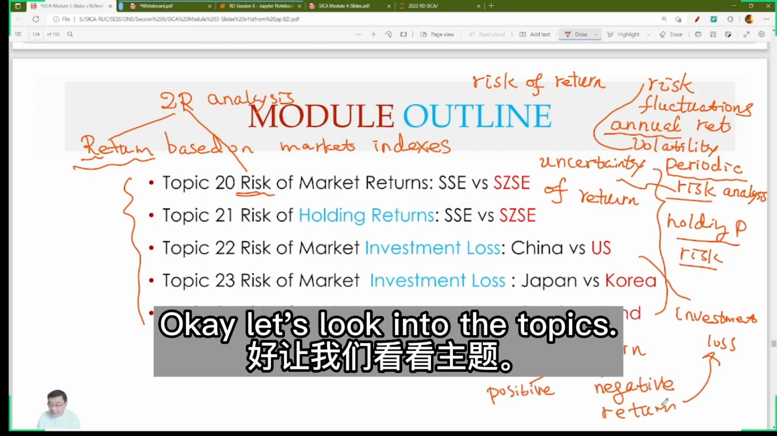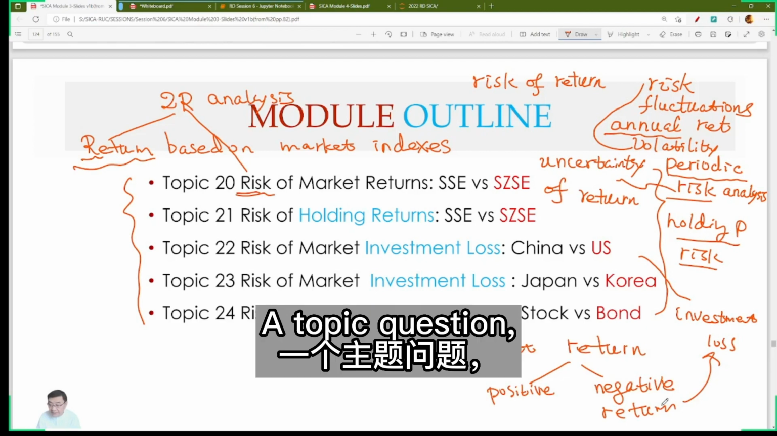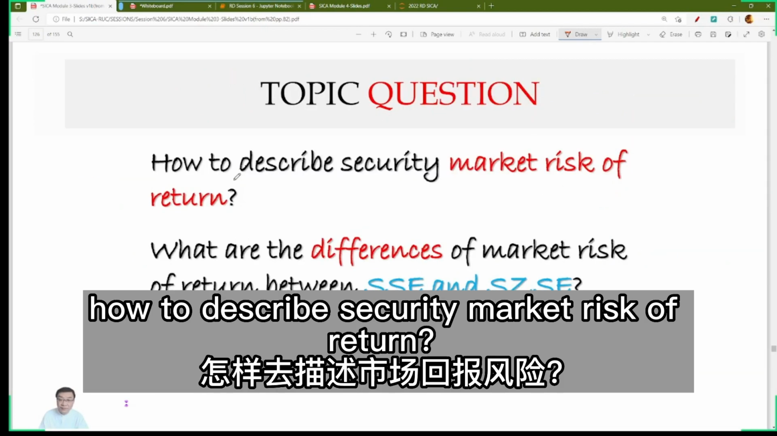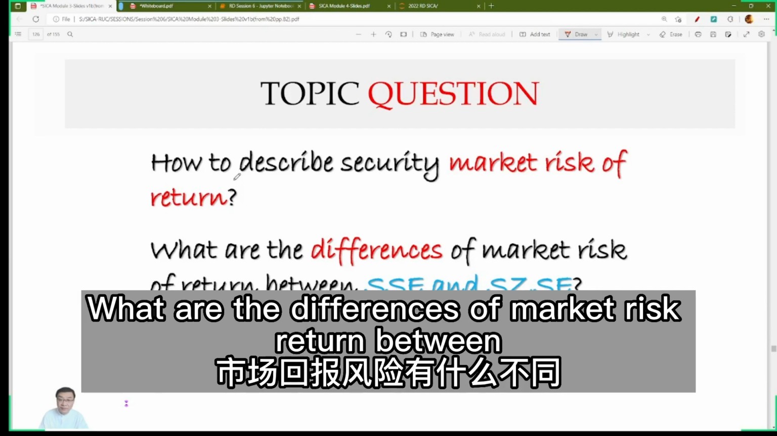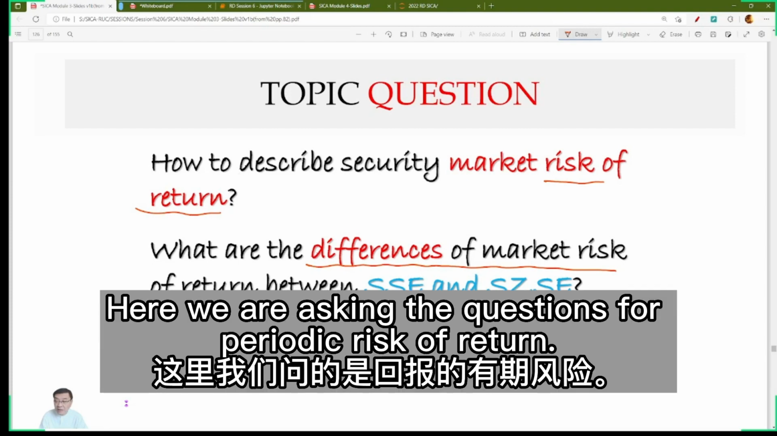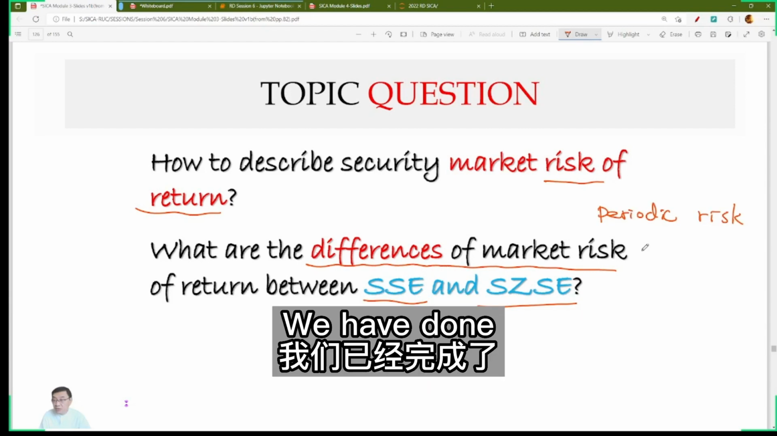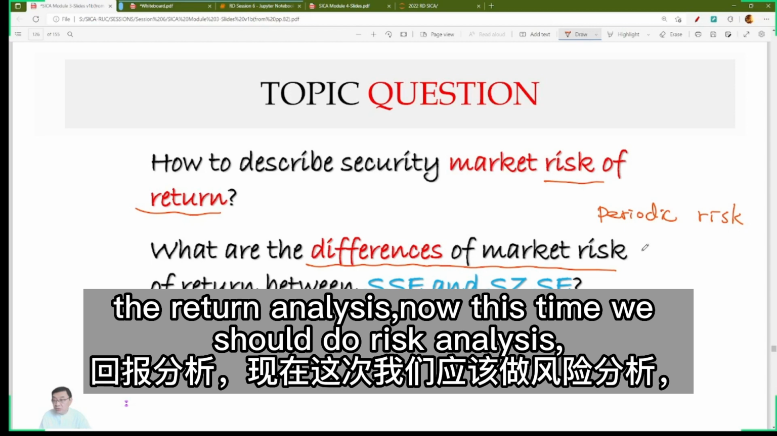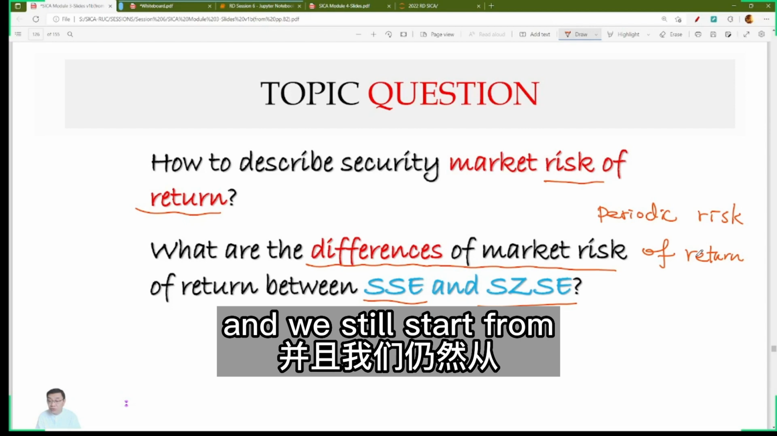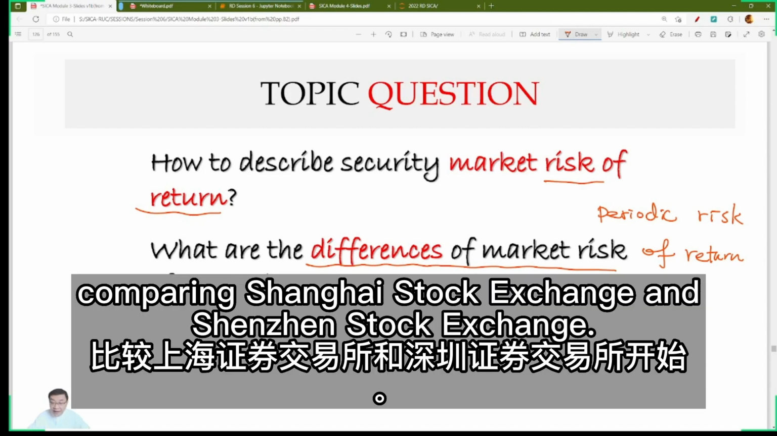Okay, let's look into the topics. Our topic question: how to describe security market risk of return. What are the differences of market risk and return between Shanghai and Shenzhen? Right? Here we are asking the questions for periodic risk of return. We have done the return analysis. Now this time we should do risk analysis. And we still start from comparing Shanghai Stock Exchange and Shenzhen Stock Exchange.